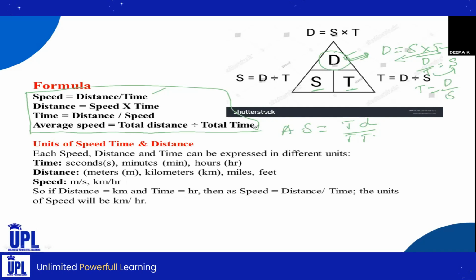SI units of speed, time, distance, let us see. Here it is time. The SI unit of time is seconds, and minutes and hours. So three units are there.